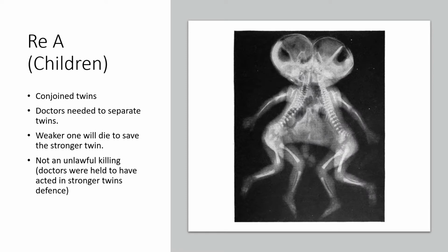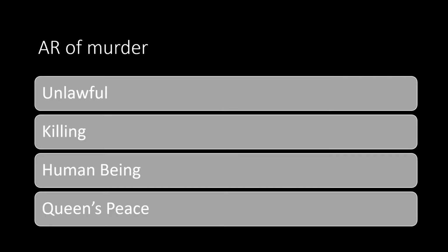In Re A (Children), this is a case which concerned conjoined twins. In this particular case, the doctors needed to separate the twins. They knew that had they separated the twins, the weaker twin would die, but the stronger one would survive. So this was referred to the court, and the court held that it's not an unlawful killing because the doctor was acting in the self-defence of the stronger twin. So again, an idea where medical treatment or medical intervention will not be considered an unlawful killing. Now that we've dealt with unlawful, we need to consider what exactly is a killing.